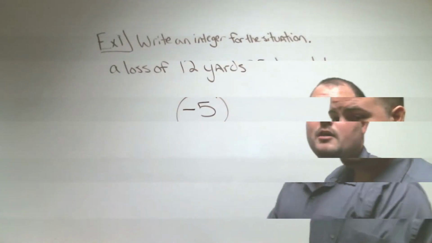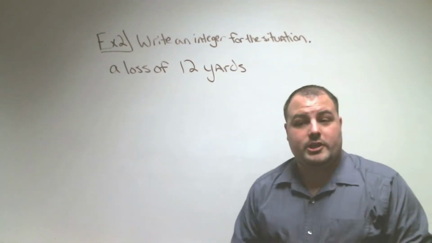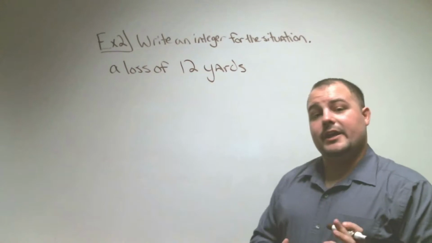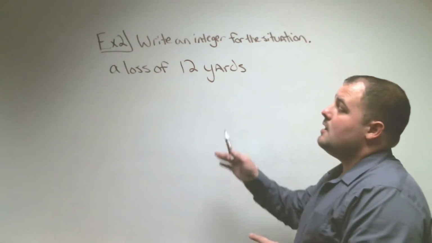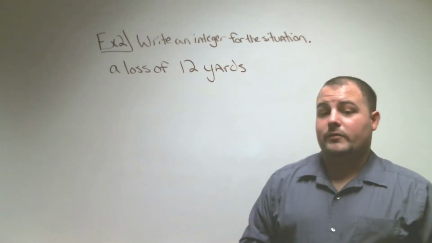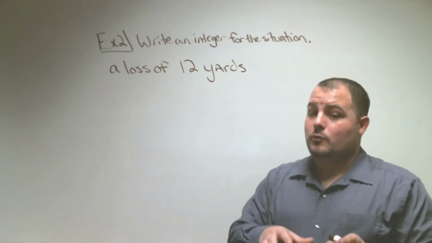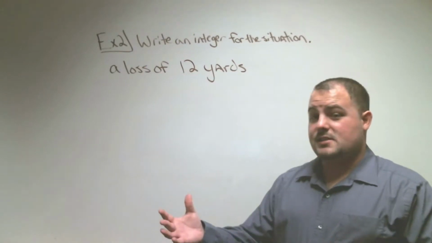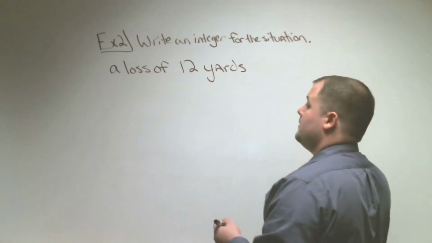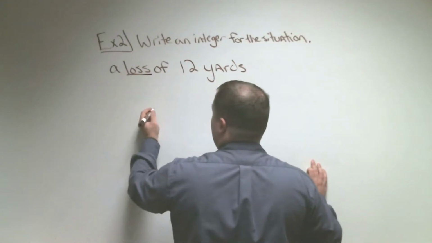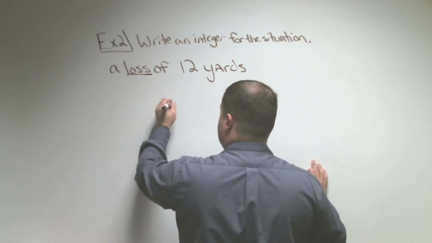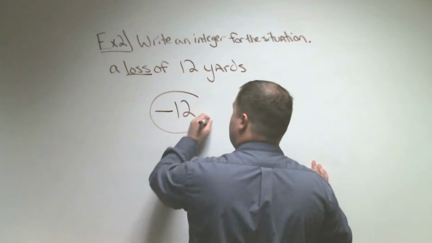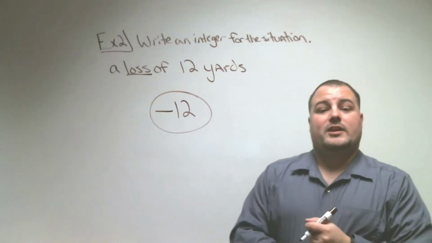Let's do another one. In example 2, we're going to write another integer for the situation. Again, integers could be positive or negative. This one says a loss of 12 yards. So look in the sentence for a word that tells you if it's going to be a positive number or a negative number. Since it says loss, which is something that's negative, we're going to say the integer would be -12. And that's our answer to this problem.